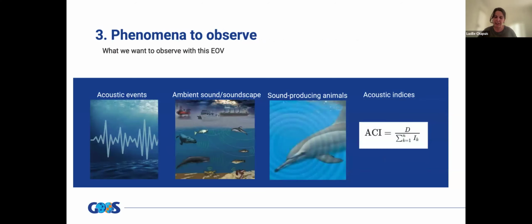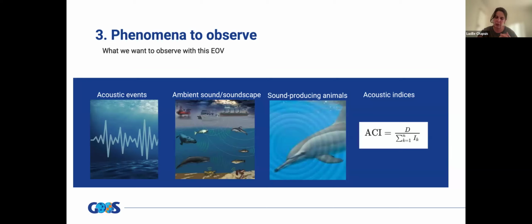So the specification sheet then provides examples of processes, events, or properties to observe with the EOV based on these societal and scientific drivers that we already talked about. So with the ocean sound EOV, we divided these examples into 4 major acoustic phenomena. The first one is acoustic events, such as an earthquake or an animal call, ice calving, boat noise, rain, wind events, storm events. Then we've got the ambient sound or the soundscape, as we call it now.